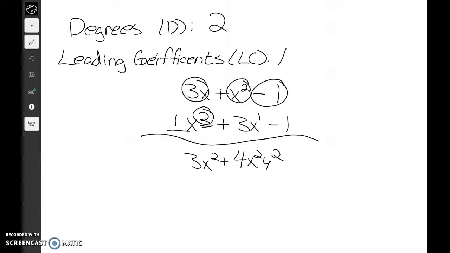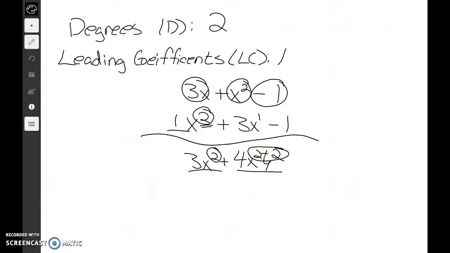To determine the degree, all we're going to do is look at the exponents, and if there's more than one exponent in a term, we're going to add those two together. So in the first term, we have 3x squared. There's only one exponent, so we know the degree there is 2. If we look at the next term, however, we see that 4x squared y squared actually has 2 exponents. So we're going to take those 2 exponents and just simply add them together.